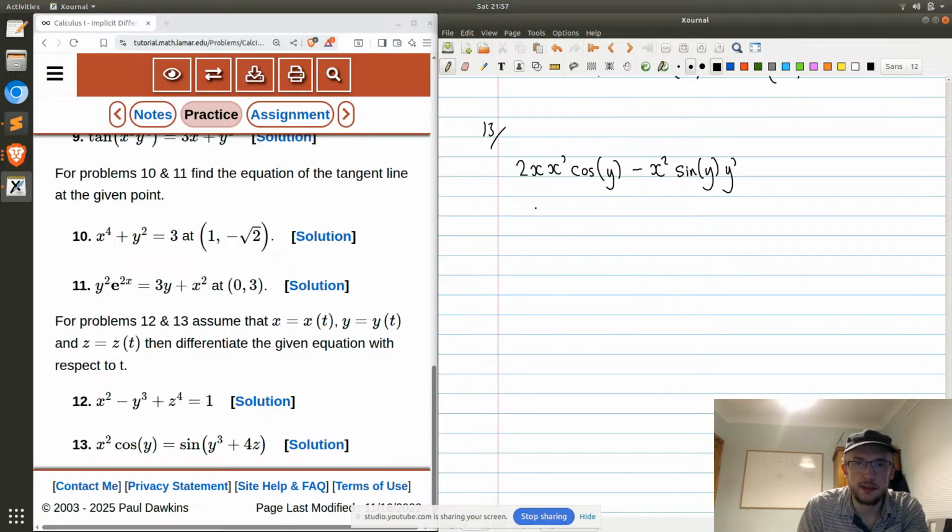And then on the right-hand side, we have a chain. So there's the outside one, and multiply by the derivative of the inside one. So we get 3y squared y prime plus 4z prime.